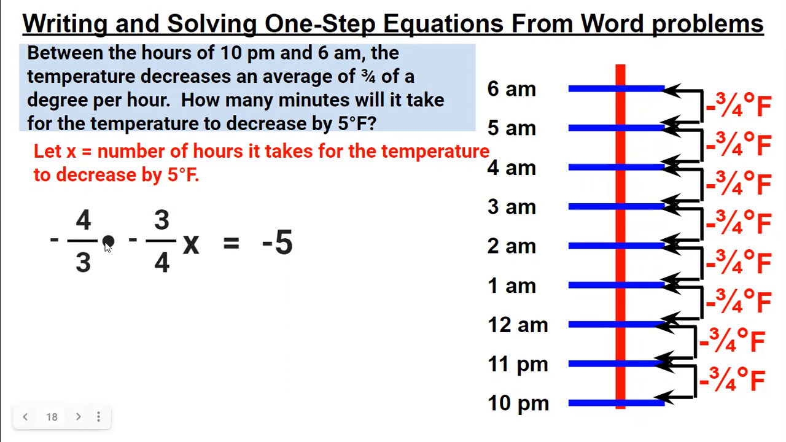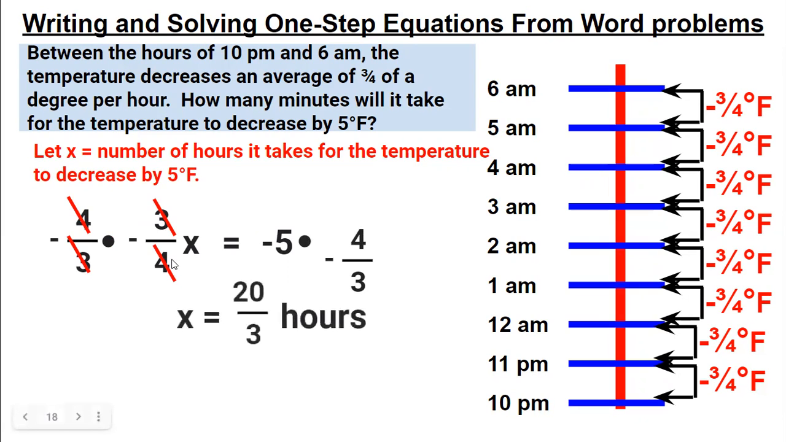The dot means multiply. You're multiplying by -4/3. So whatever you do to one side, you have to do to the other, but let's just do this first. So we cross off the 4s and we cross off the 3s and we're left with X. And then we multiply by -4/3 over here. So then X is going to equal 20/3 hours.